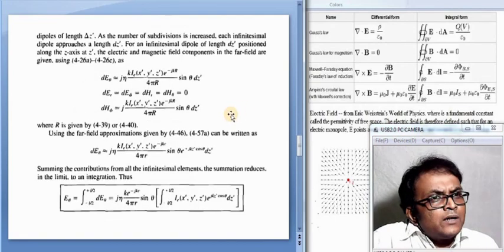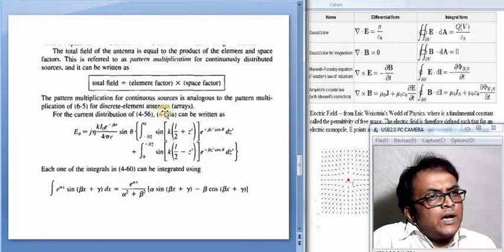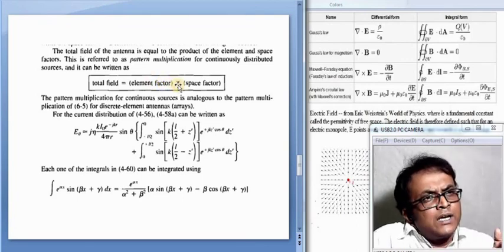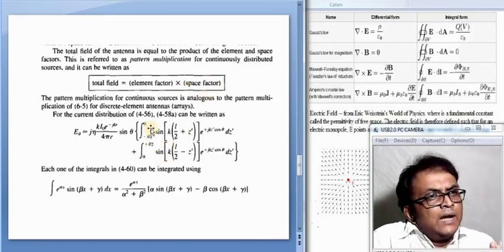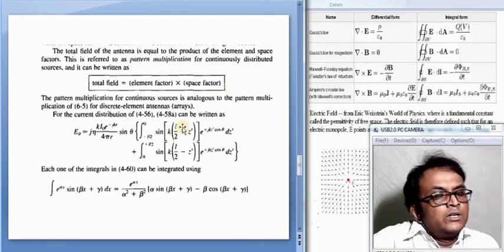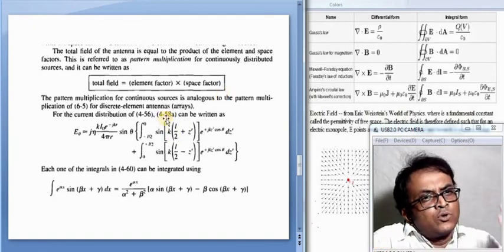So here the field distribution comes from the infinitesimally small dipole antenna. This is basically the element factor, which belongs to the infinitesimal small antenna, and it is multiplied by the space factor, a summation over the total length, that is minus L by 2 to 0 and 0 to L by 2. In the case of the lambda by 2 dipole antenna, that is minus lambda by 4 to 0 and 0 to lambda by 4, and this phase factor gives the total antenna pattern.